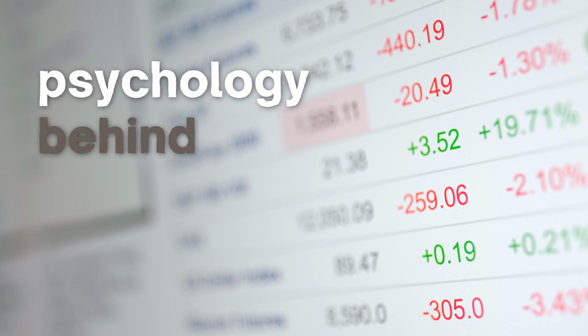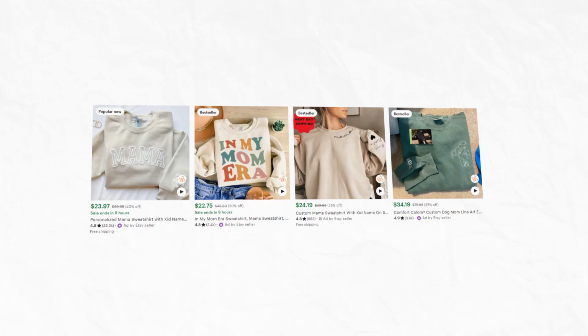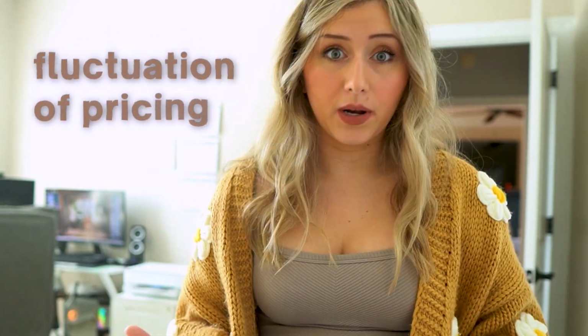And today I'm going to break down some concepts that are really important in the psychology behind pricing products. If we picture pricing products kind of like a stock market, there are times that we may have to increase our prices or we may have to decrease our prices. If you're in a sales position or you're selling products, you're always going to come across a fluctuation of pricing. After this video, you will feel very confident in pricing your products. So let's hop straight into the video.